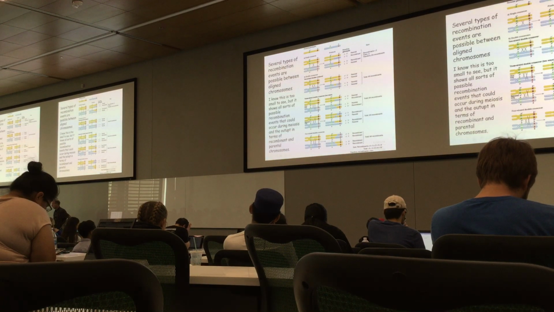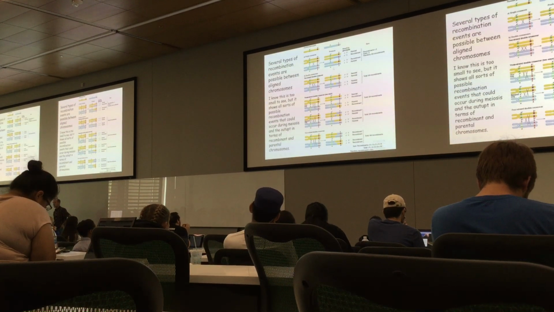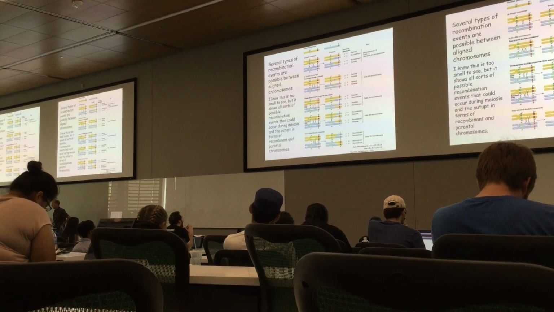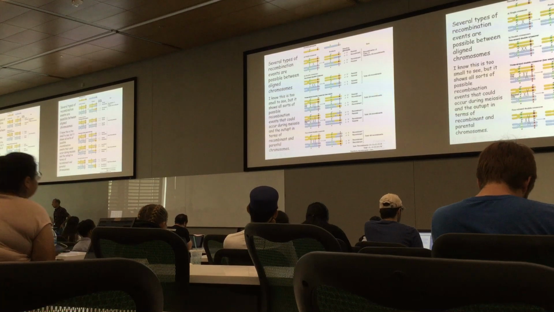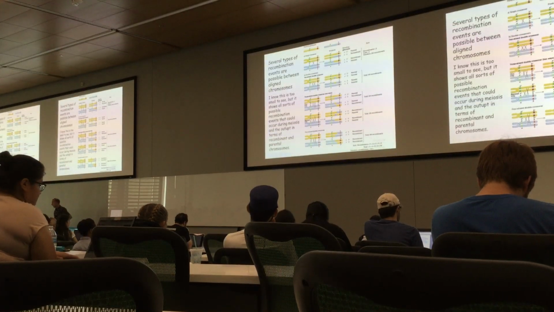I don't think it's useful to go through every one of these. You can look at it yourself. It's a little small, but you can see that you get from all these possible recombination events a variety of meiotic, haploid products that are going to be distributed to the gametes.